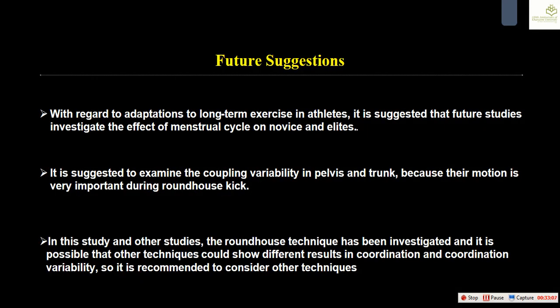A future suggestion can be regarding the adaptation to long term exercise in these athletes. It suggests that future studies investigate the effect of menstrual cycle in novice and elites, and compare between novice and elite athletic taekwondo players. It's also suggested to examine the coupling variability in the pelvis and trunk, because trunk and pelvis motion is very important during the roundhouse kick.